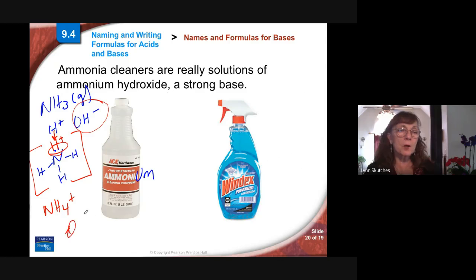And it's the hydroxide that makes it a good cleaner, that cuts through grease, which is why they put it in the window cleaner to get rid of those streaks. Okay, it's a very strong base. It's nasty stuff. So is sodium hydroxide.